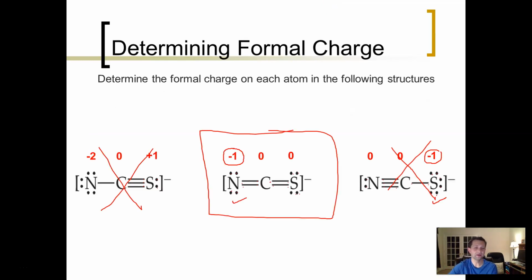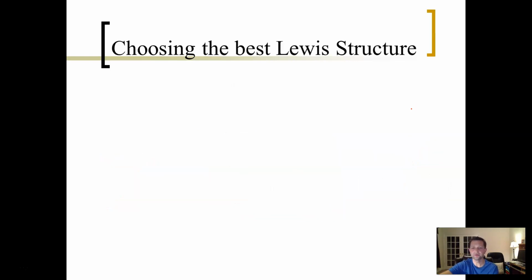So back here, these were all ions. It was a -1 charge. So your formal charges should add up to -1. They do. -2 and 1 is -1. -1, 0, 0 is -1. 0, 0, -1 is -1. If you went back to CO2, the formal charges add up to 0. CO2 is neutral.